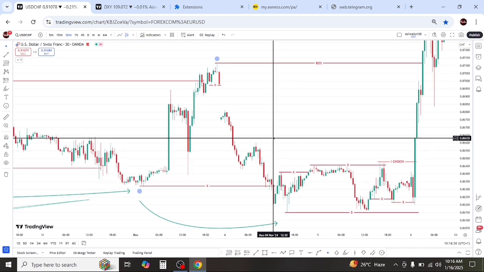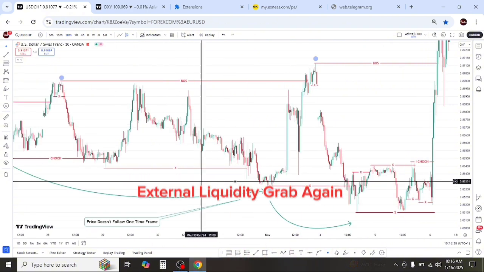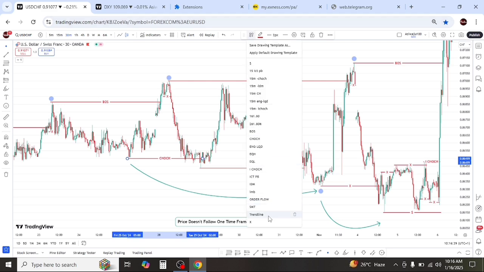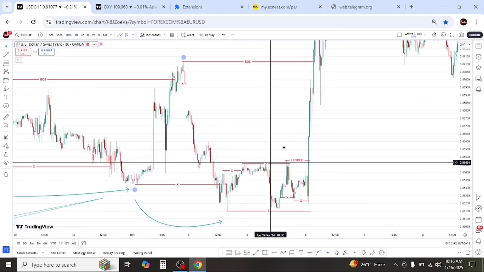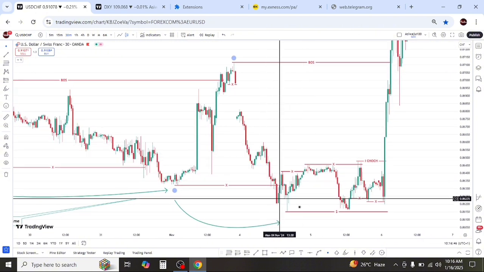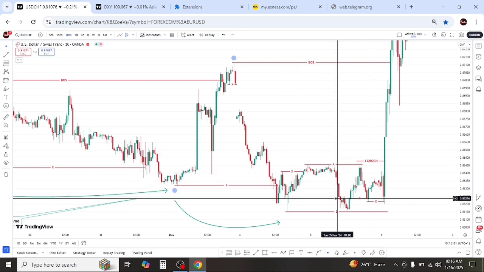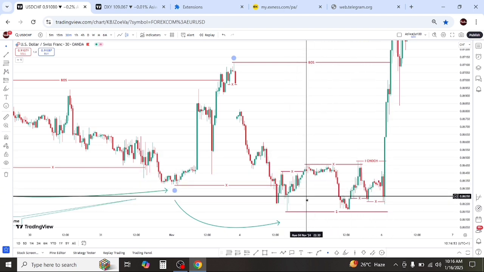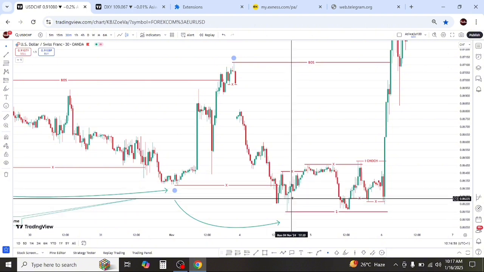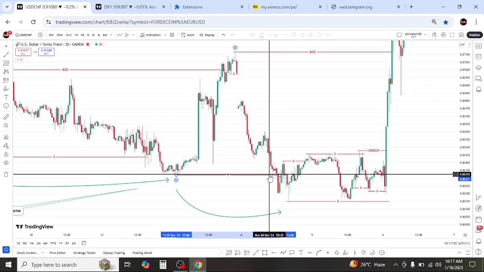Now after price grabbed this liquidity from this major point, we have external liquidity grab again. This happened twice. We have an external liquidity grab here, and also we have another external liquidity grab here. So immediately price grabs liquidity, you see what's happening in the market. Price ranges a little bit in this area. After price ranged a little bit, price failed to continue. As you can see, price is trying to continue to the downside here to create more candles to close below, to change this trend so that we can have a CHoCH here.